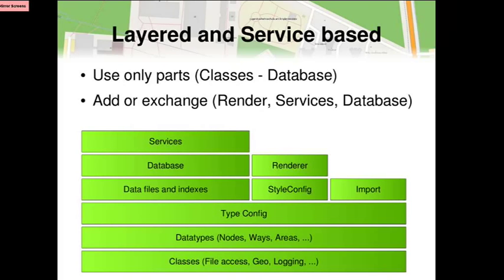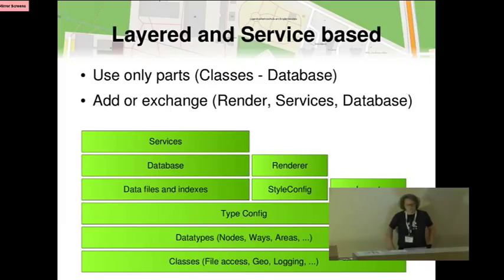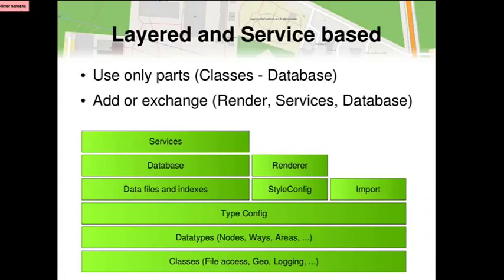So the library tries to be layered and service-based. On the lower level, you have some helper classes that do some fundamental things like logging, file access, and some geo crunching. And then on top of that, you have the database data types for OpenStreetMap, like nodes, ways, and areas. On top of this, again, you have a type config system and tag handling system.